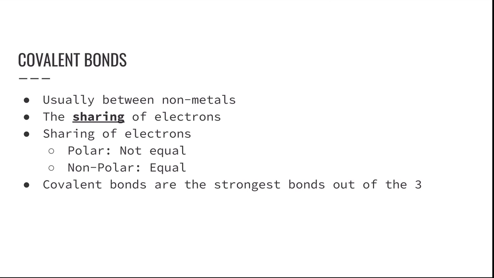And then for the sharing of electrons, they can either be polar or nonpolar. Polar meaning not equal, or nonpolar meaning equal, so equal share of electrons on both sides, or non-equal. Covalent bonds are also the strongest bonds out of the 3. So they are really important and the strongest out of metallic and ionic bonds.